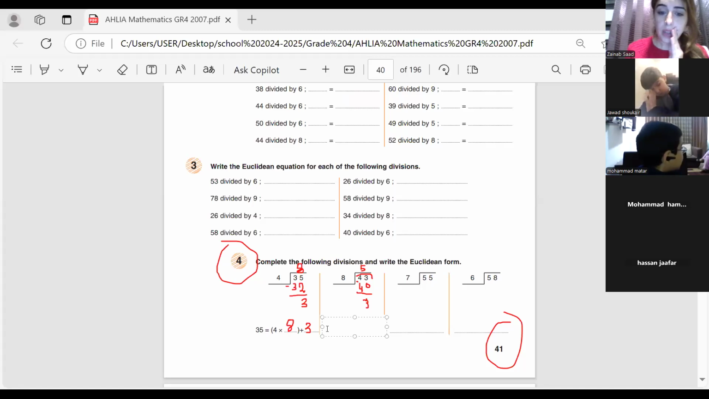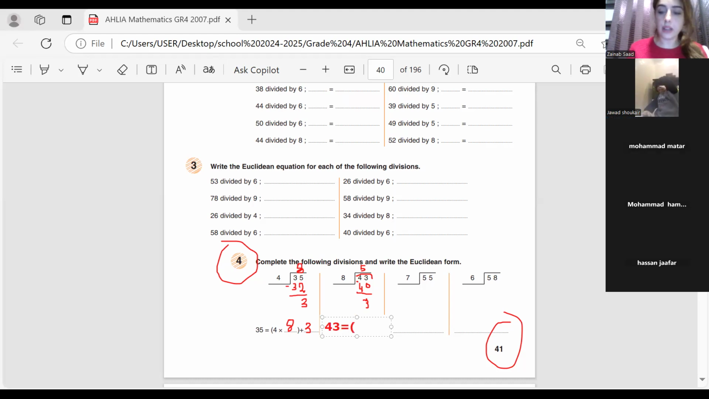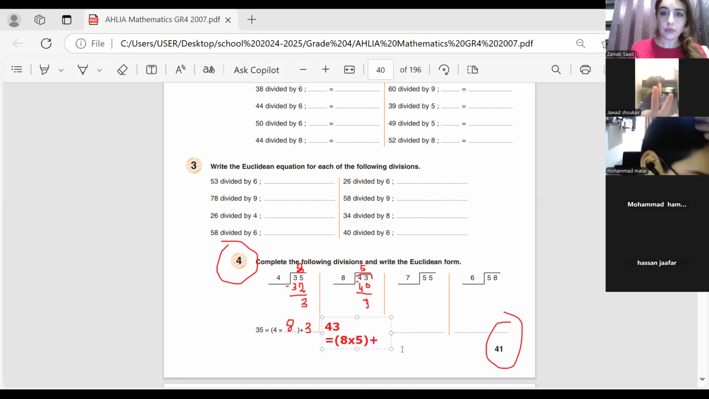Can you tell me about the Euclidean division? 43, which is the dividend, is equal to, we open the bracket, 8. Bravo, divisor, times what? Times 5. Yes, because it's times the quotient. Excellent. Plus what? Plus 3. Bravo, the remainder.